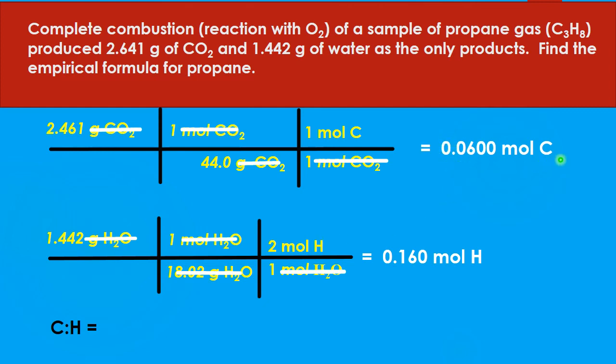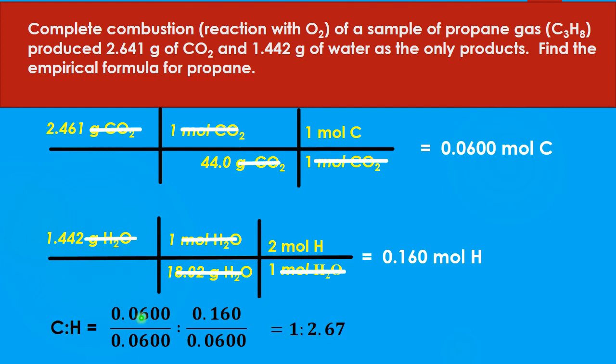Here, we have the smallest number of moles from carbon. So we do our ratio of carbon to hydrogen. That gives us 0.06 divided by 0.06 for carbon, 0.16 divided by 0.06 for hydrogen. That gives us a ratio of 1 to 2.67. Now we don't have a whole number for our mole ratio, and we need whole numbers. So we're going to multiply everything by 3. That gives us 3 carbon atoms, 8 hydrogen atoms. So that means our empirical formula is C3H8.